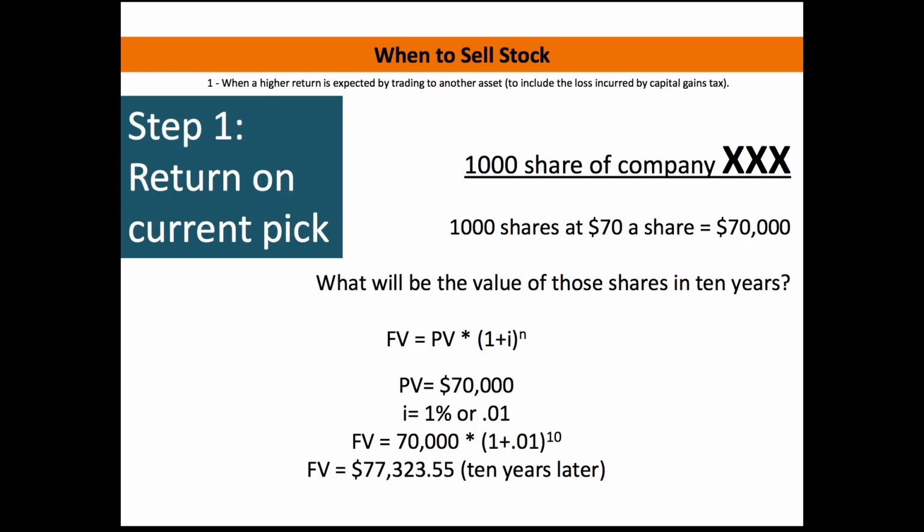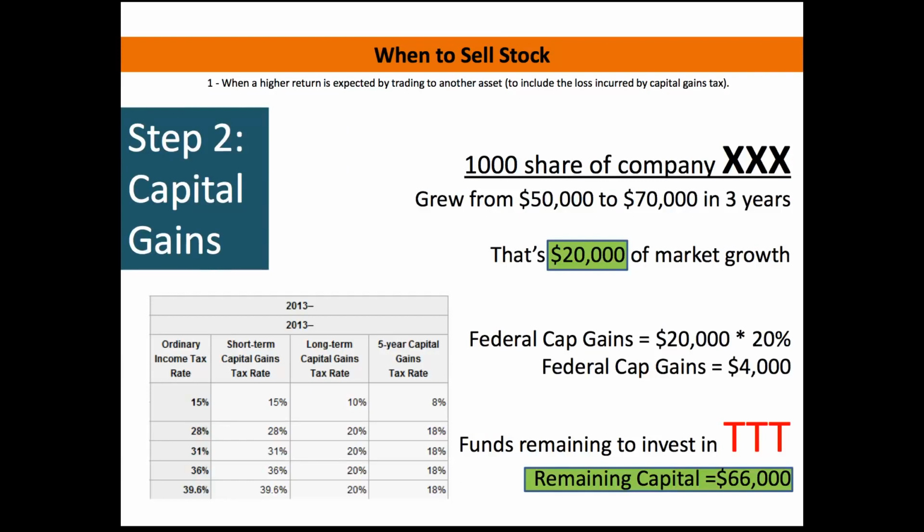So we're going to look at what the value of these shares would be in the year 2022. When we do that math problem, make sure you do your exponent first. We come up with $77,323.55. So that's what that investment's going to grow into if we just continue to hold company XXX. Okay, so let's go on to step 2.